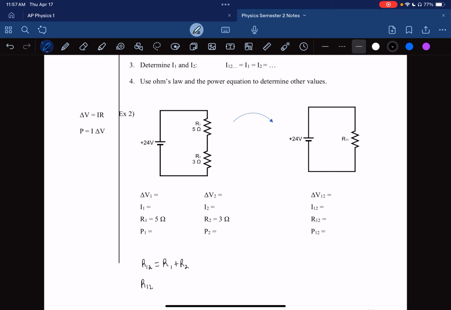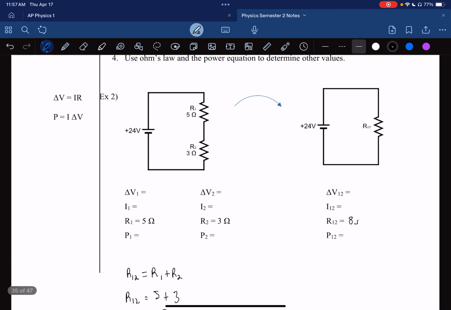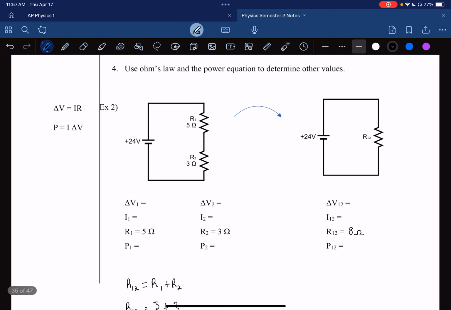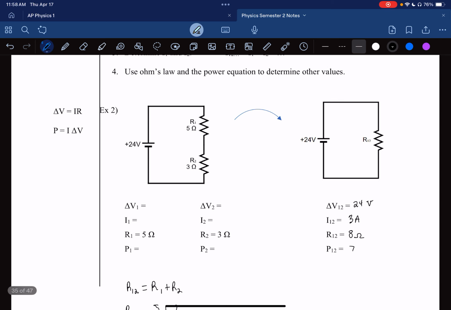which is 5 plus 3, which is 8 ohms. And so this hypothetical circuit that we're building, the resistor R12 has 8 ohms of resistance. Now the battery is the same, that's 24 volts. And we can find I, we just divide these, 24 divided by 8 is 3 amps. And power is I times V, so 3 times 24, that's 72 watts.